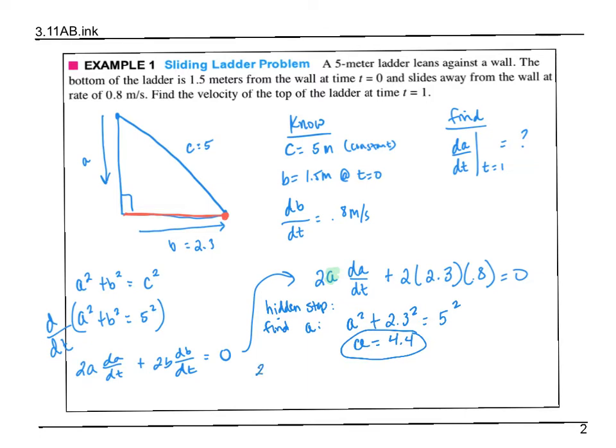So if we now insert 4.4, and if we move things around, we would find that the rate that the ladder is sliding down the wall, specifically at 1 second, is equal to negative 0.42 meters per second. It makes sense that it's negative because the ladder is falling down the wall at this point.